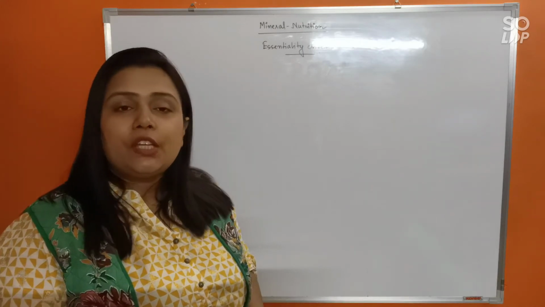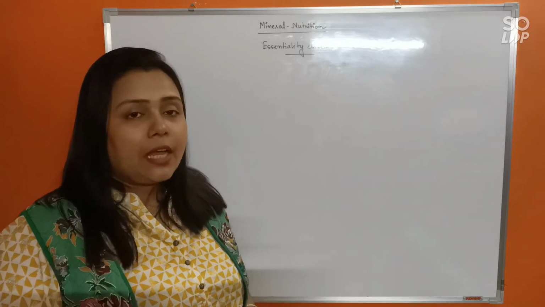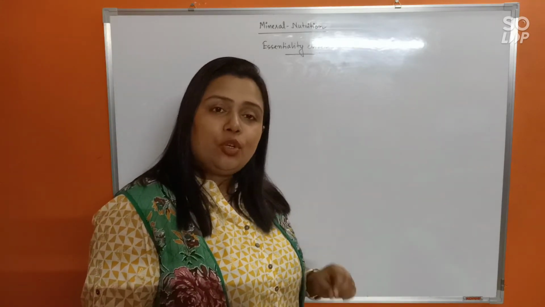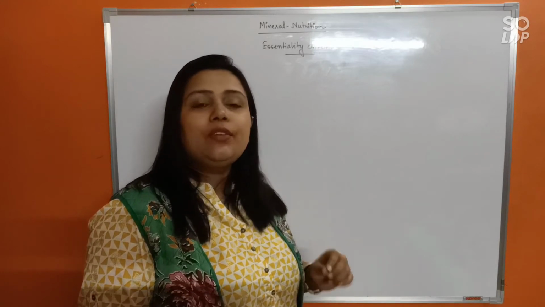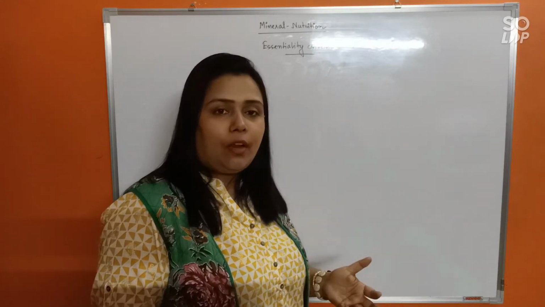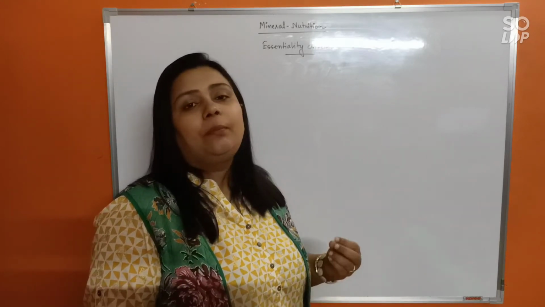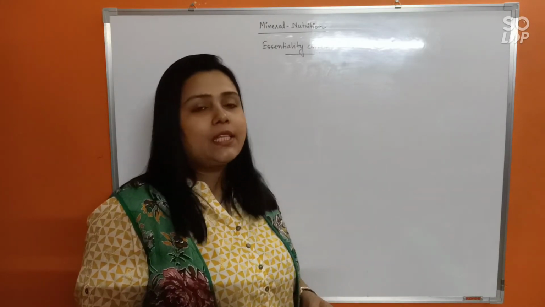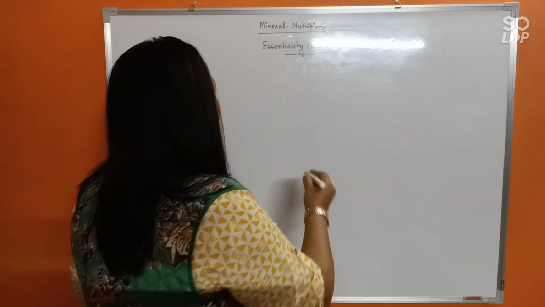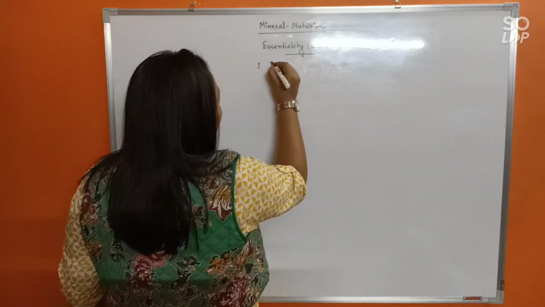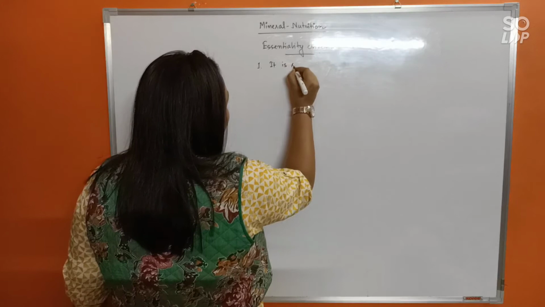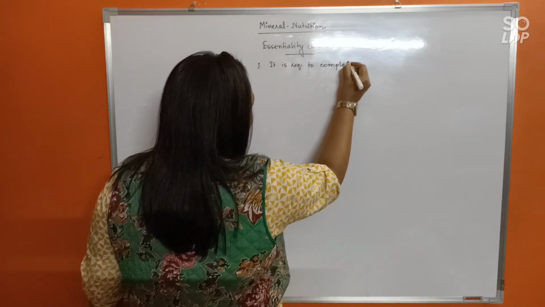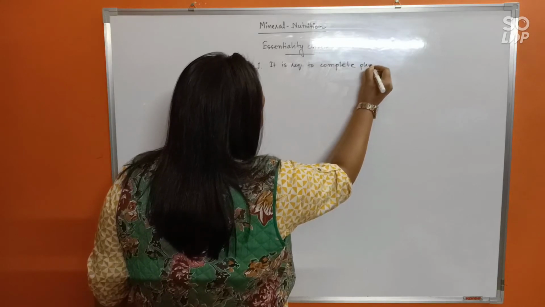The first criteria is, for an element to be called essential, it should be absolutely required for the plant's growth and development. Means without it, the plant simply should not be able to complete its life cycle. Okay, that's the first thing. It is required to complete the plant's life cycle.